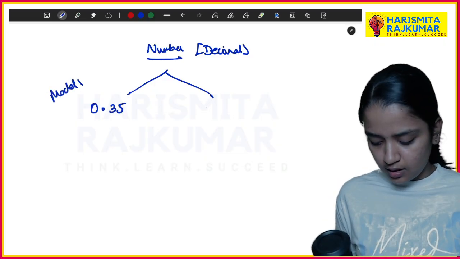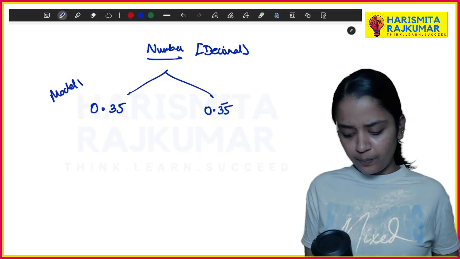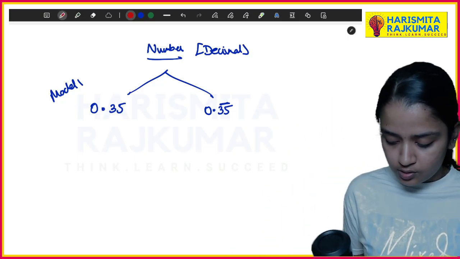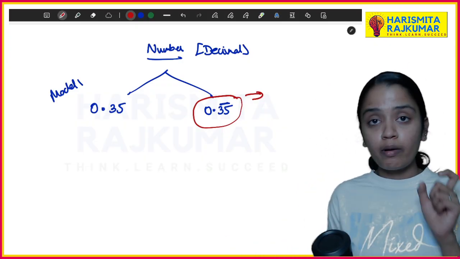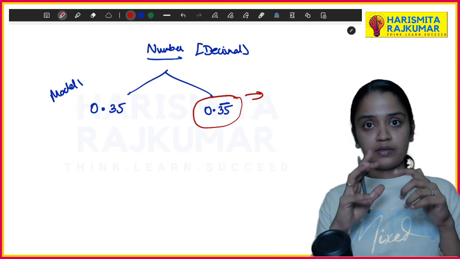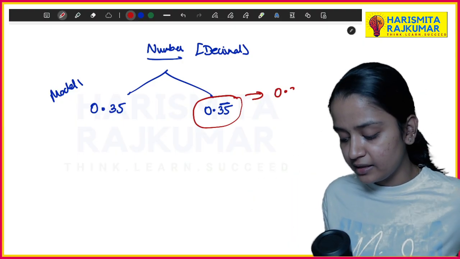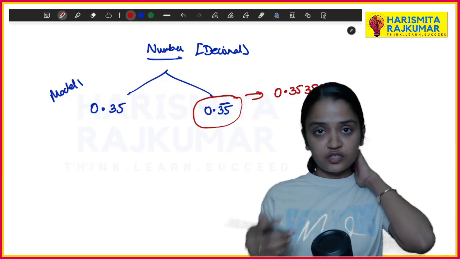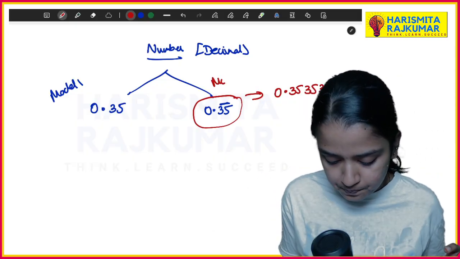And another type is, likewise, the same decimal if you have repeating. So what is the bar there? This bar means it is a repeating number. So you have 0.35 bar, both the 3 and 5 have repetition. So it will be 0.35, 35, 35. For repetition you use a bar. So this is model 2.